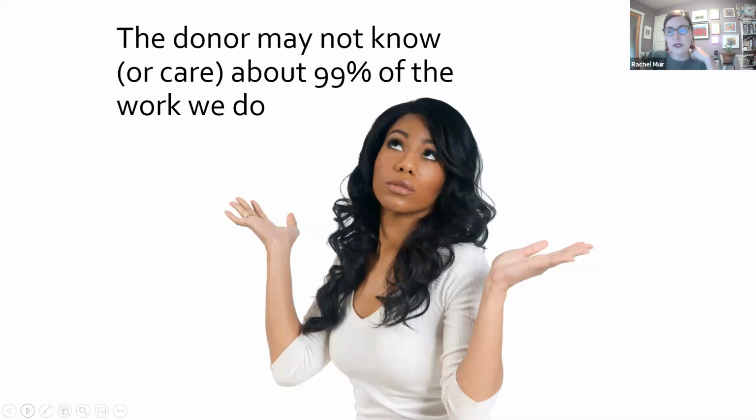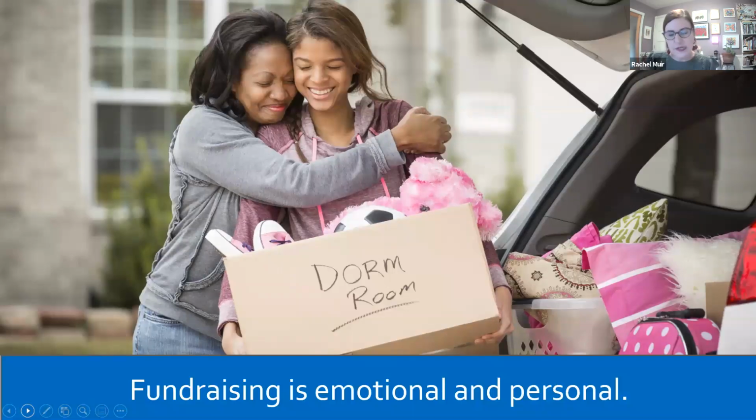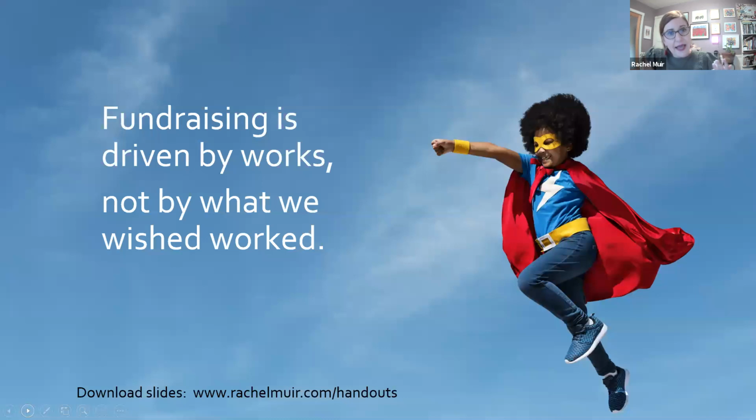That appeal works. Trying to educate your donors that in fact, many of the people coming to your rescue mission are not 70, 65-year-old men, but 30-year-old men? Don't worry about it. They may not know that. They don't need to know that. What they need to know is that you are helping homeless people live better lives. And fundraising is also extremely emotional and extremely personal. It's all about relationships. And it's driven by what works, not what we wished worked.